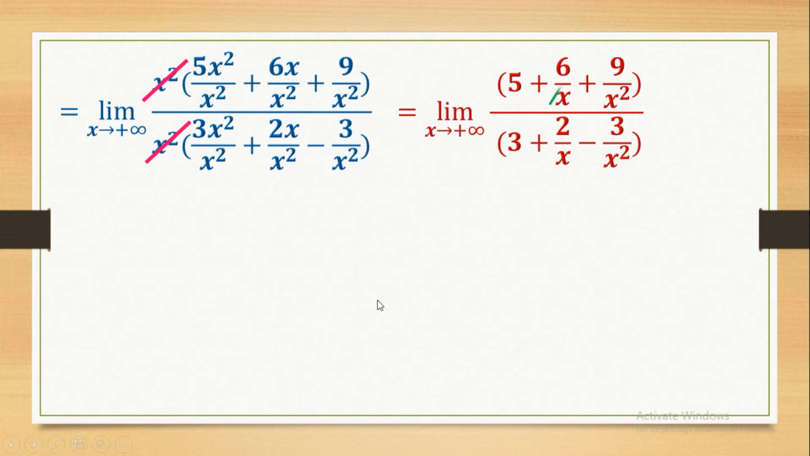Well, how to calculate this limit now? Note that if x tends to plus infinity, then 6 over x will tend to 0. Also if x tends to plus infinity, then 9 over x squared will also tend to 0. The same here, as x tends to plus infinity, 2 over x will tend to 0 and 3 over x squared will tend to 0. What should be the limit then? As you see, what's remaining for us? 5 over 3. Then the limit of f of x at plus infinity is exactly 5 over 3.